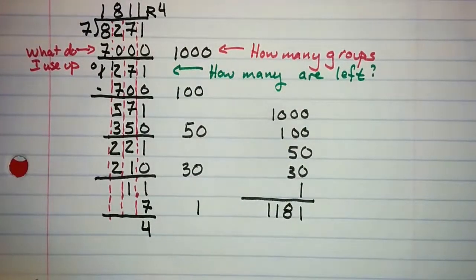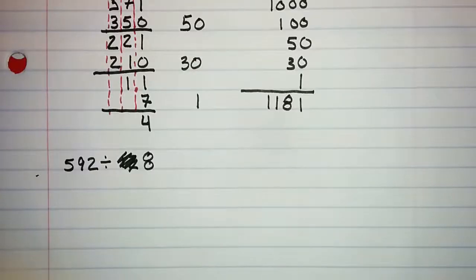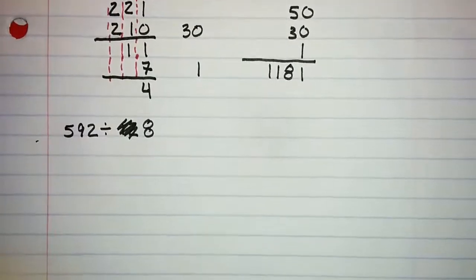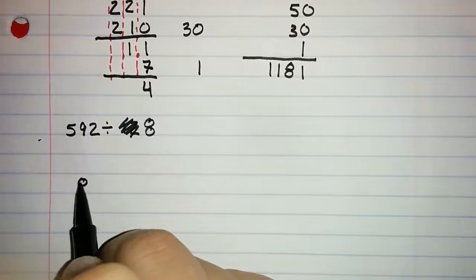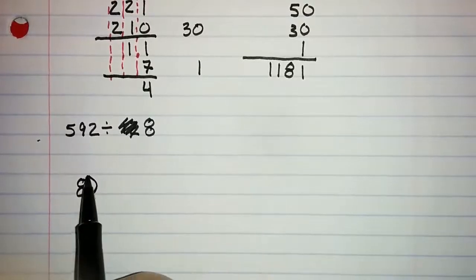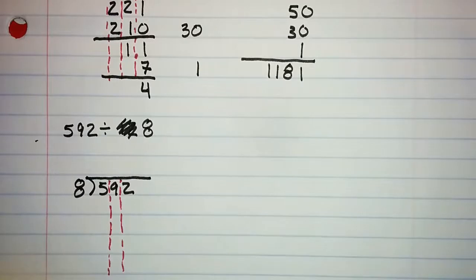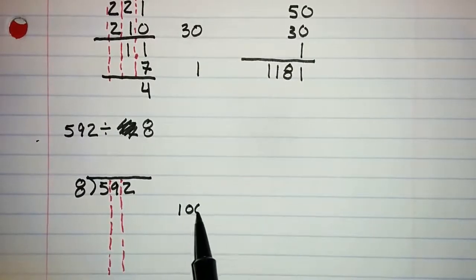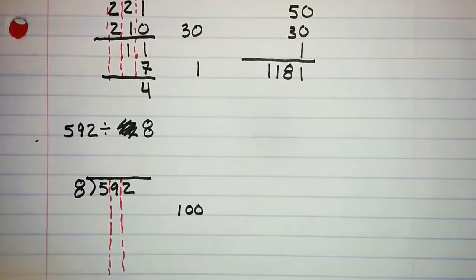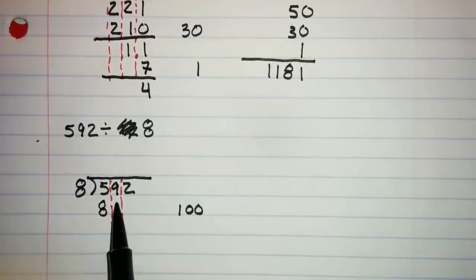I'm going to show you another example. I'm going to show you one where I guessed wrong. Suppose I want to take 592 divided by 8. Again, I'm going to write it out in this way. And now I'm going to make a guess. Let's say I guess that 8 goes into 592 100 times. So 8 times 100, that's 800.